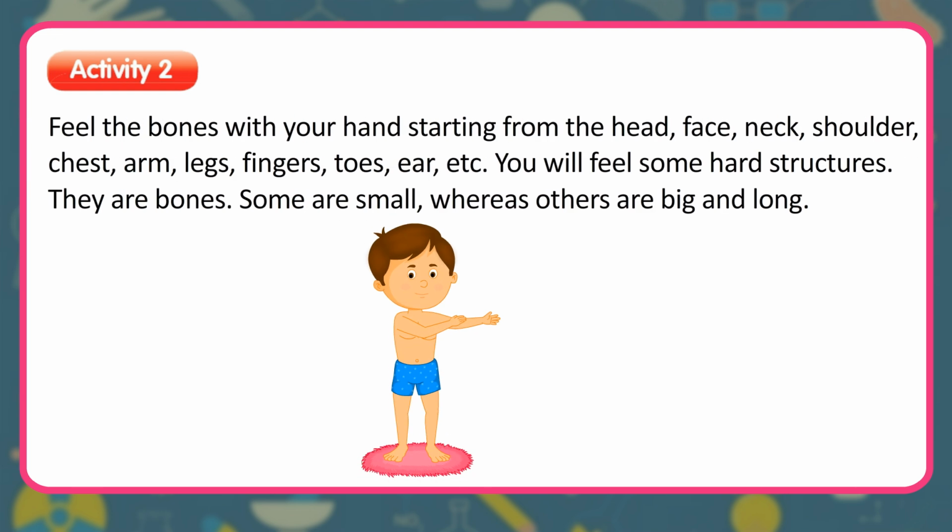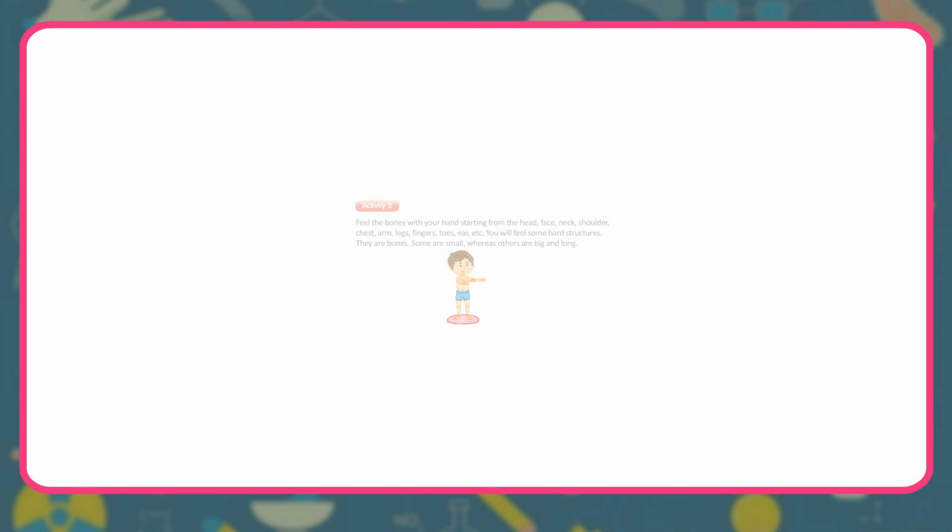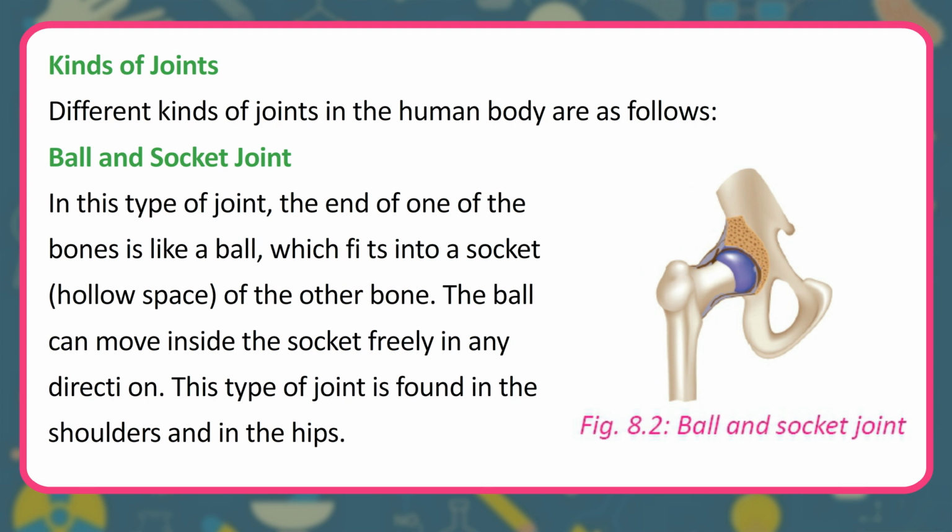Activity. Feel the bones with your hand starting from the head, face, neck, shoulder, chest, arm, legs, fingers, toes, ear, etc. You will feel some hard structures. They are bones. Some are small, whereas others are big and long. Kinds of joints. Different kinds of joints in the human body are as follows.